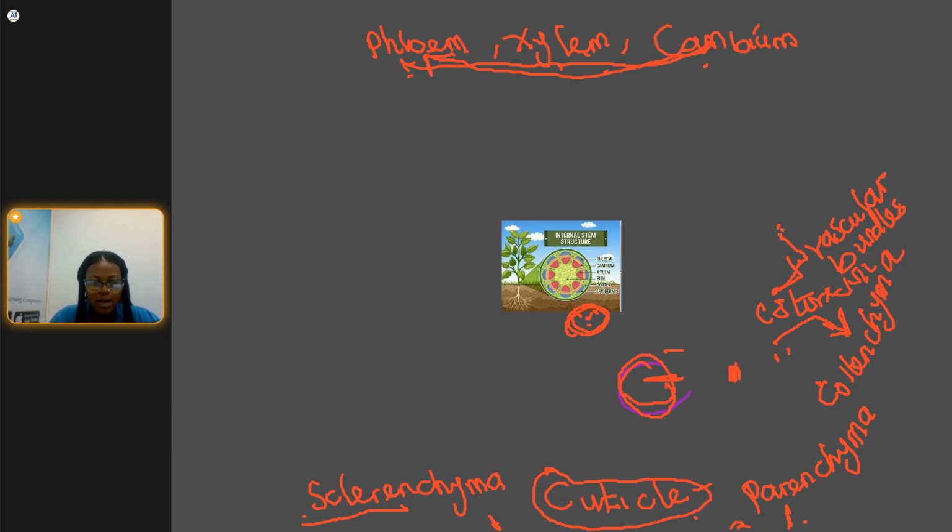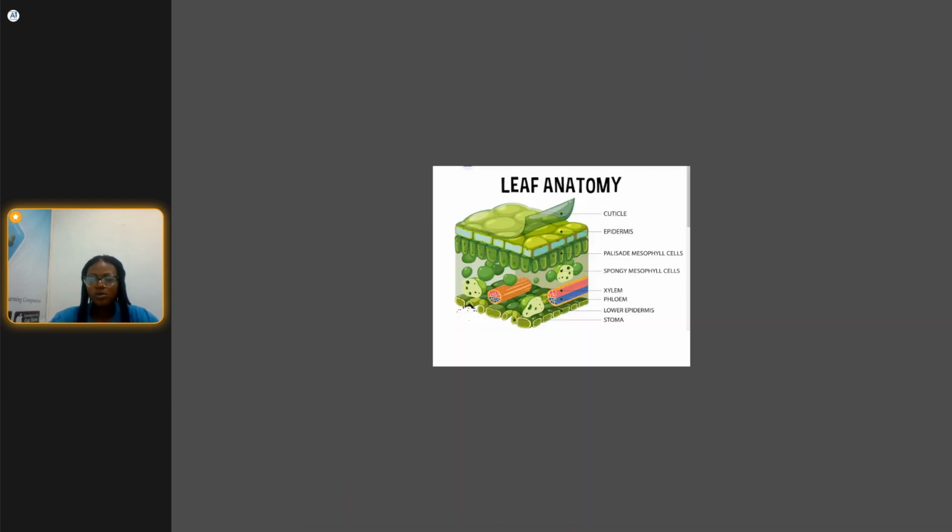I want to wipe off the board now. I hope you all have a grasp of what is there before we move to the internal structure of the leaf. So we move to the internal structure of the leaf. Can we see what is on the board? This is the internal structure of the leaf.